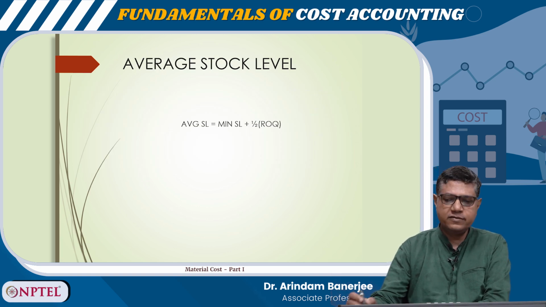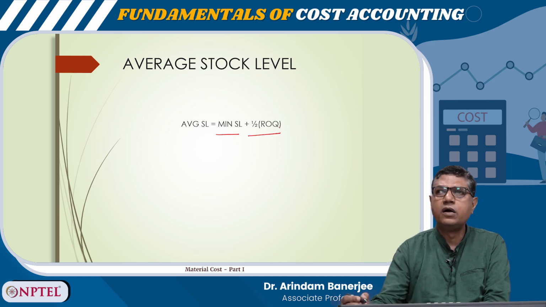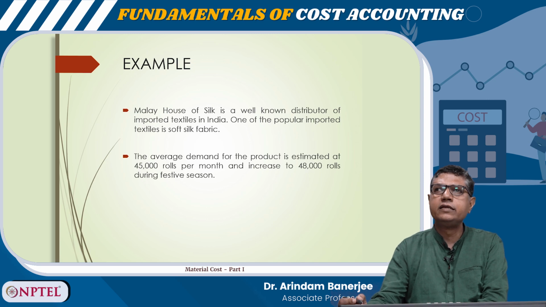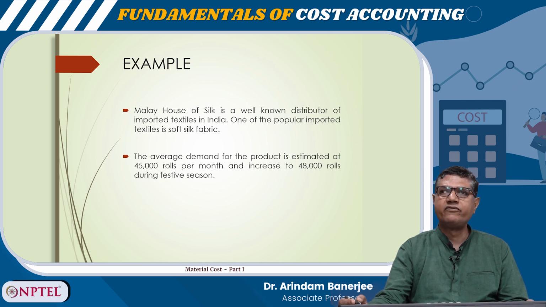Average stock level is minimum stock level plus half into ROQ, the reorder quantity. So, here is one example. If we do an example, the concept will be clear. Malay House of Silk is a well-known distributor of imported textiles in India. One of the popular imported textiles is soft silk fabric.